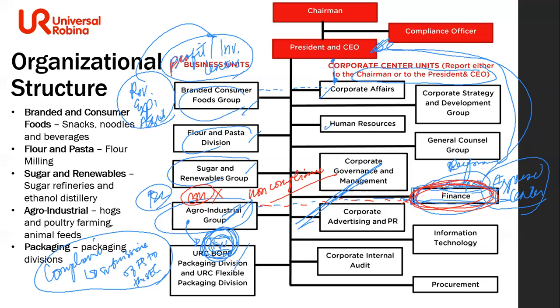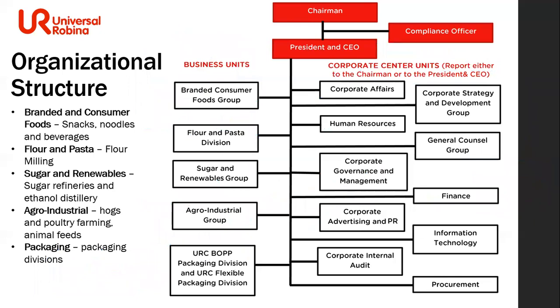If you look at the structure of URC, there's one very unique thing. Packaging. If you think about packaging, it should just be an expense, right? Packaging is an expense of branded consumer goods, flour, pasta, because all the other business units have packaging. Each business unit could have its own packaging department, right? But URC has a separate packaging business unit, right? So what is usually an expense center, they transformed into a profit center.